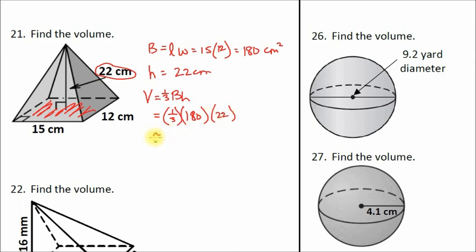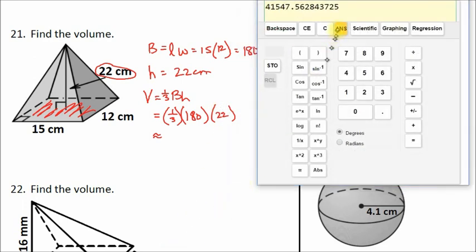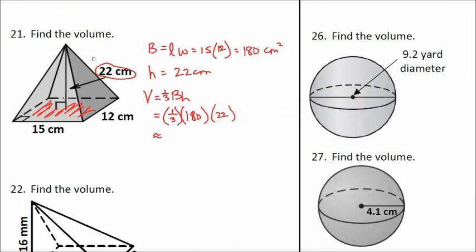And I'm going to go ahead and put that in our calculator. I'm probably going to have to round this. Let's go ahead and do this. So I'm going to put in parentheses my 1/3, 1 divided by 3. And now I'm going to multiply that times 180. I'm going to multiply that times 22. And I get 1,320. Okay, we have an exact answer. So it's not approximately. It's exactly equal to 1,320. And that's volume, so centimeters cubed.